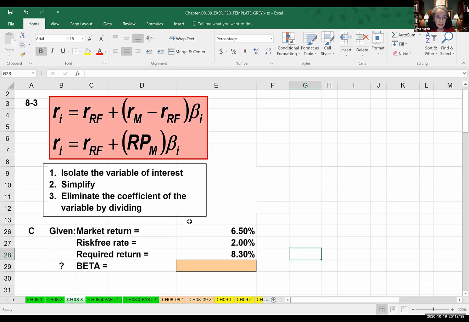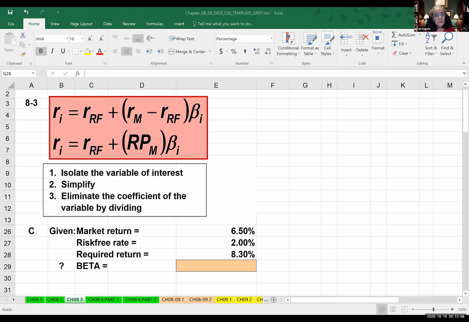Look at the instructions: isolate the variable of interest, simplify, eliminate. I'm probably going to go over to the solution rather than write this in and show you what it looks like. Make it bigger. There we go. You're given the market return, the risk-free rate, and the required return, and you want to solve for beta. What you do is set up the equation.